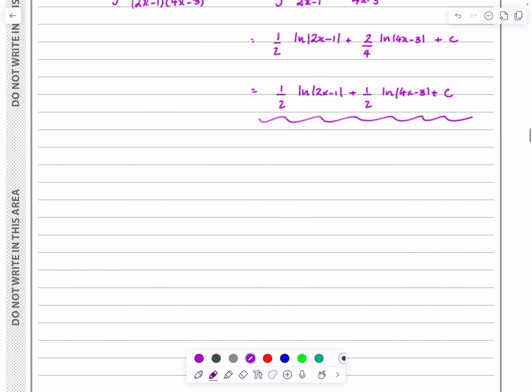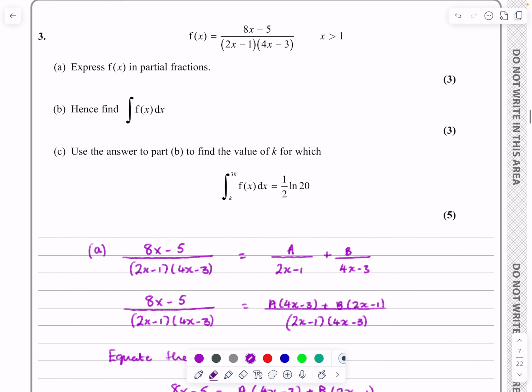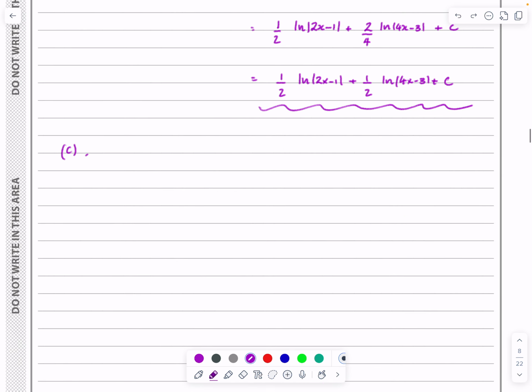I think that's perfectly acceptable as the answer for part B. Part C, if we go and look at it, says if you integrate this between 3k and k, they're giving me the answer of half log 20, and they're asking me to work out what k is going to be. So it's going to take a little bit of algebra and certainly some log rules.